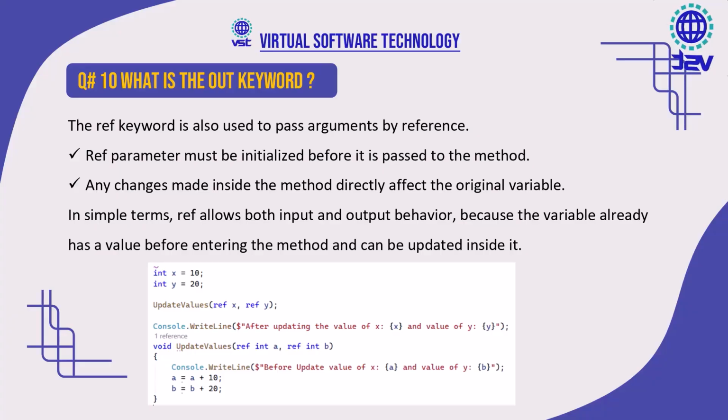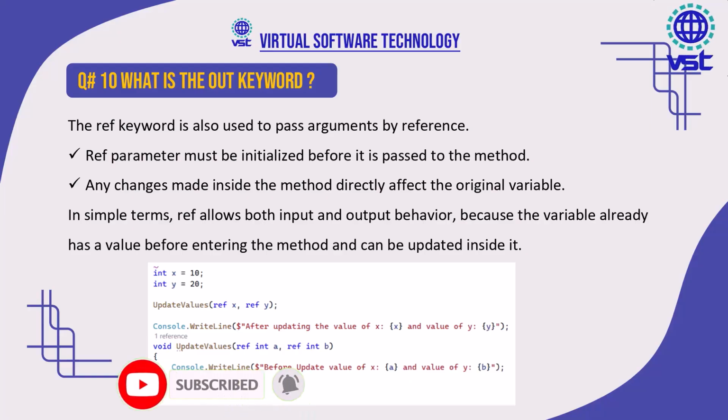This is part 10 of the C# interview questions and answers video series. What is the ref keyword? The ref keyword is used to pass arguments to a method by reference. This means any changes made to the parameter inside the method will directly affect the original variable.